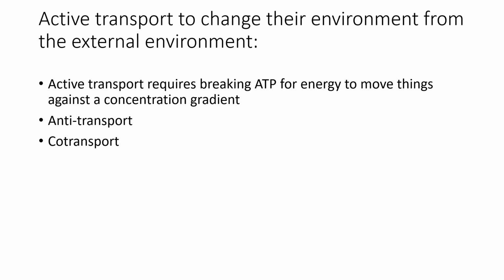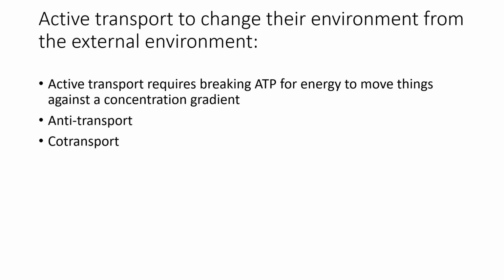Now you also have something called active transport. Active transport, as the name suggests, is active. So you need ATP for energy to bring things in or out of the cell. And so you can actually have different types of active transport. You can have just active transport where you pump one thing out or in against a concentration gradient.